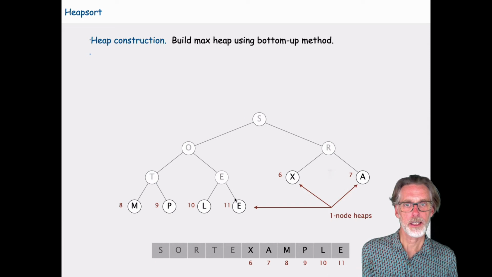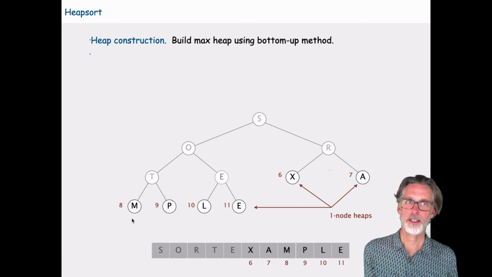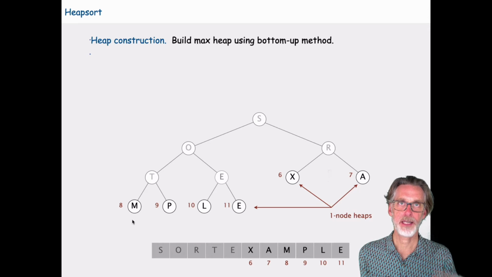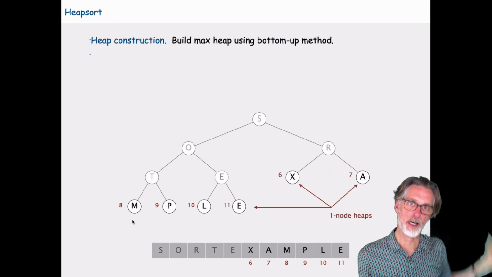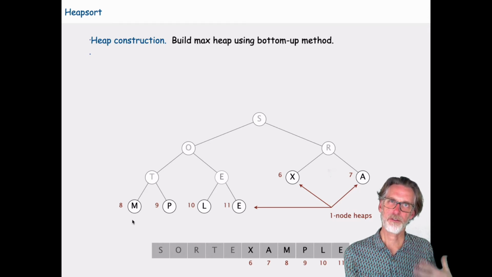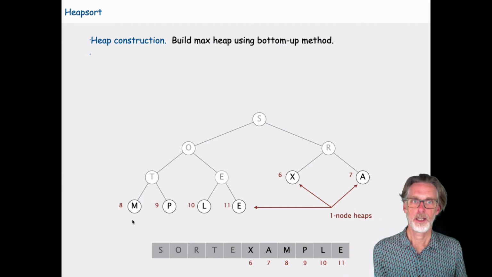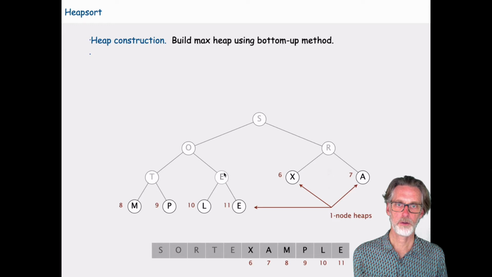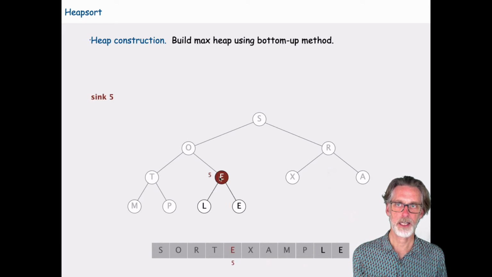Well, we're going to look at all of the leaf elements and observe that those things can be thought of as little tiny one-node heaps. And what we're going to do is progressively create bigger and bigger heaps starting from the bottom up. It's actually very simple to code, but it's interesting to see what happens. So we just need to start at n div 2. That'll be 5 in this case.